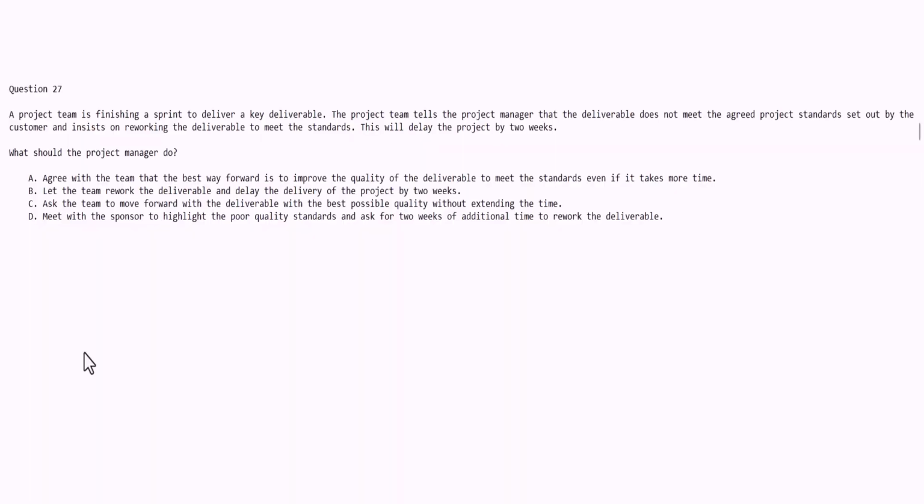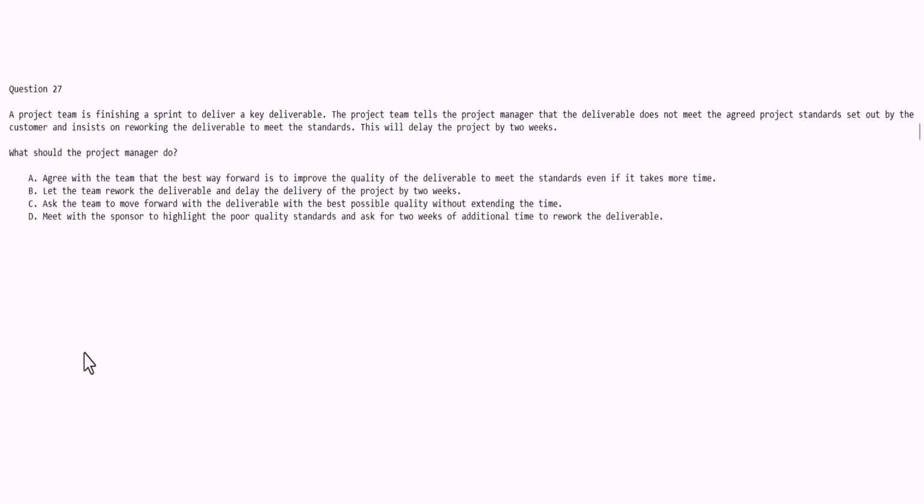Okay, so here we are with question number 27. Question number 27 states that a project team is finishing a sprint to deliver a key deliverable. Now, the project team tells the project manager that the deliverable does not meet the agreed project standards set out by the customer and insists on reworking the deliverable to meet those standards. This will delay the project by 2 weeks. So the question is, what should the project manager do?